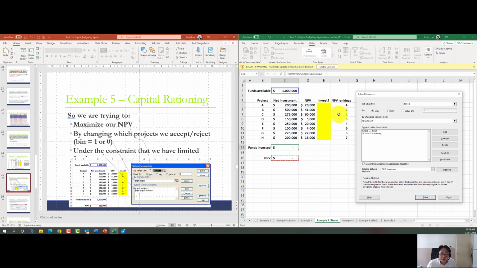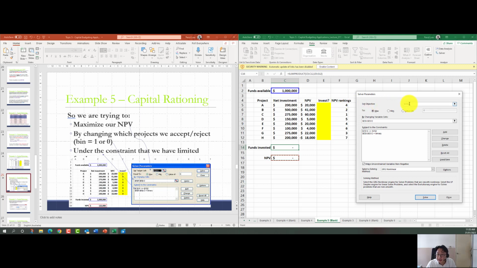What is our goal? Our goal is to look at all these different projects from A to H with different net investments and different NPVs. We want to use the solver to tell us which projects we're going to invest in, which will maximize our NPV, subject to the constraint that the total funds invested must be less than $1 million, and where the choices it can change must be binary, 0 or 1. You can't go 0.5 or 0.2 or invest partially in a project. You have to go all in, which is 0 or 1.